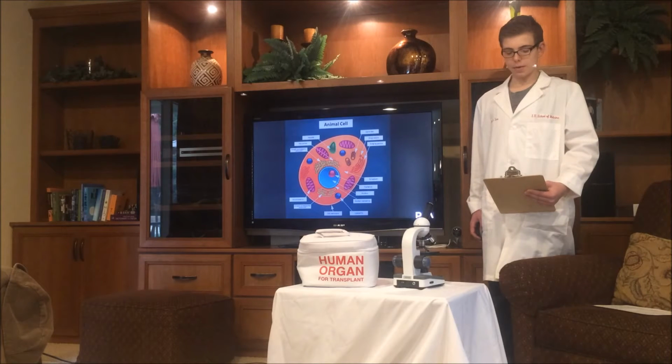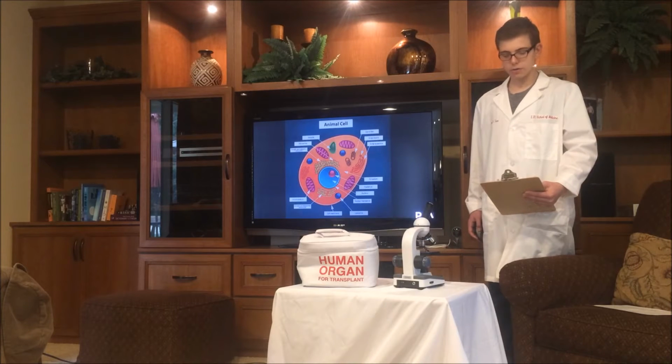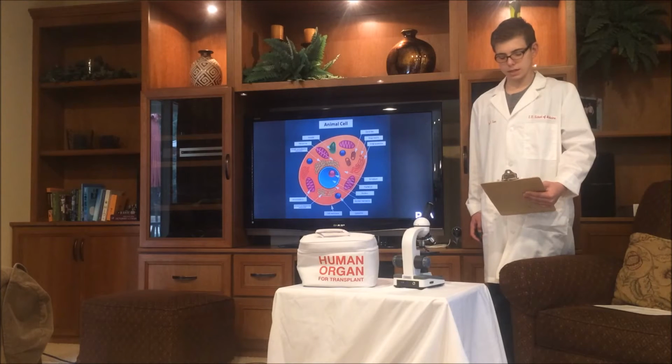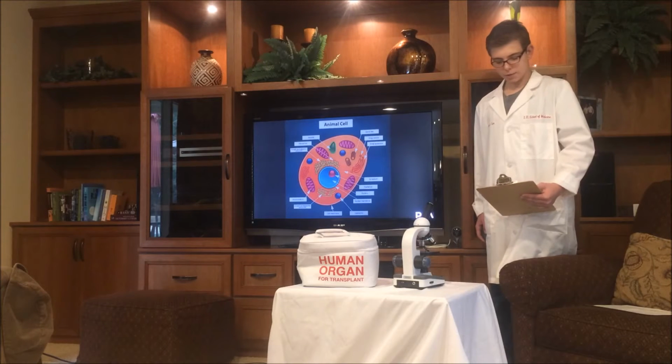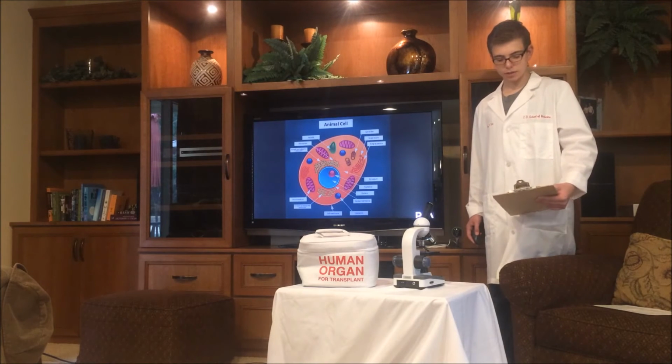Let's talk a little bit about what the parts of the animal cell do. These are called organelles. Organelles are the parts or sections of a cell that do specific jobs. The organelles of animal, plant, and prokaryotic cells can be different. Let's start by explaining some of the jobs that these organelles do.